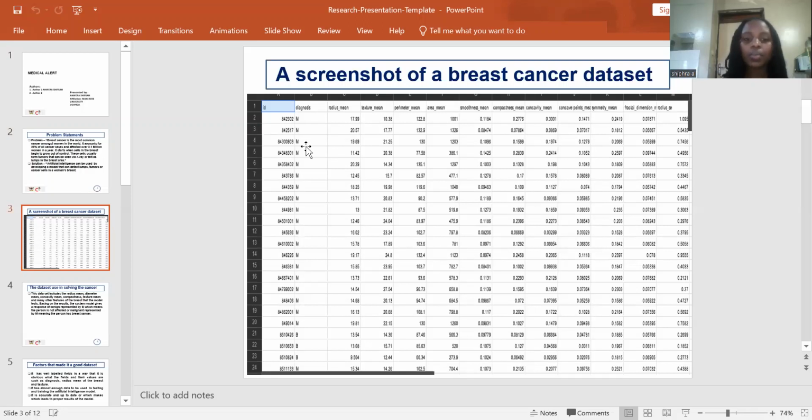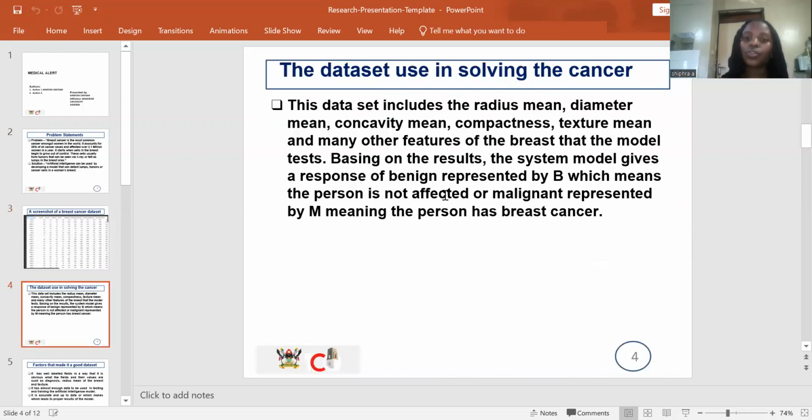So the results would be M or B. M means malignant, meaning someone has cancer, and B means benign, meaning that person does not have cancer cells. This is how my dataset is going to be used to solve the breast cancer problem. The dataset includes all these features of a woman's breasts, and they are measured. The system uses these results and gives a response of B, which means the person is not affected, or malignant, represented by M, meaning the person has breast cancer.